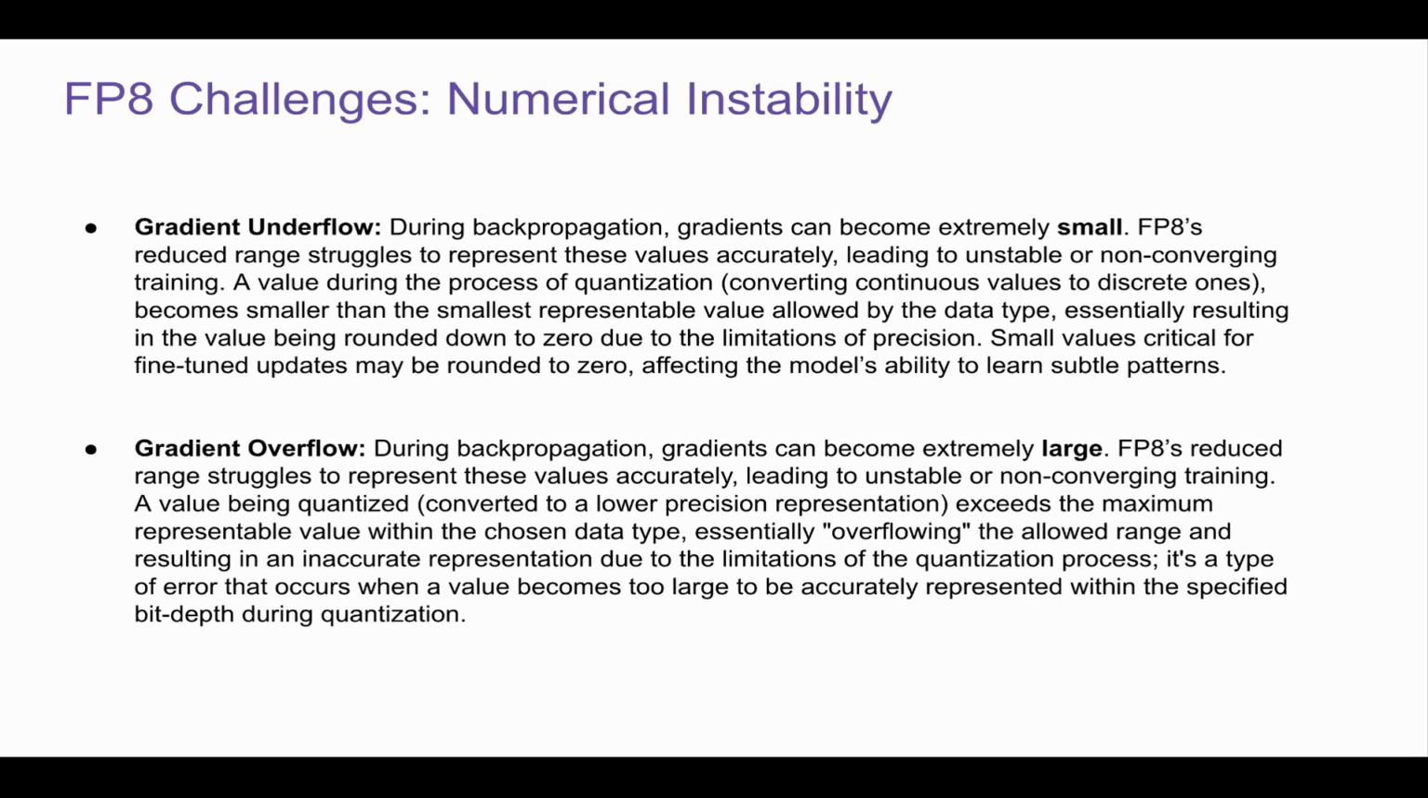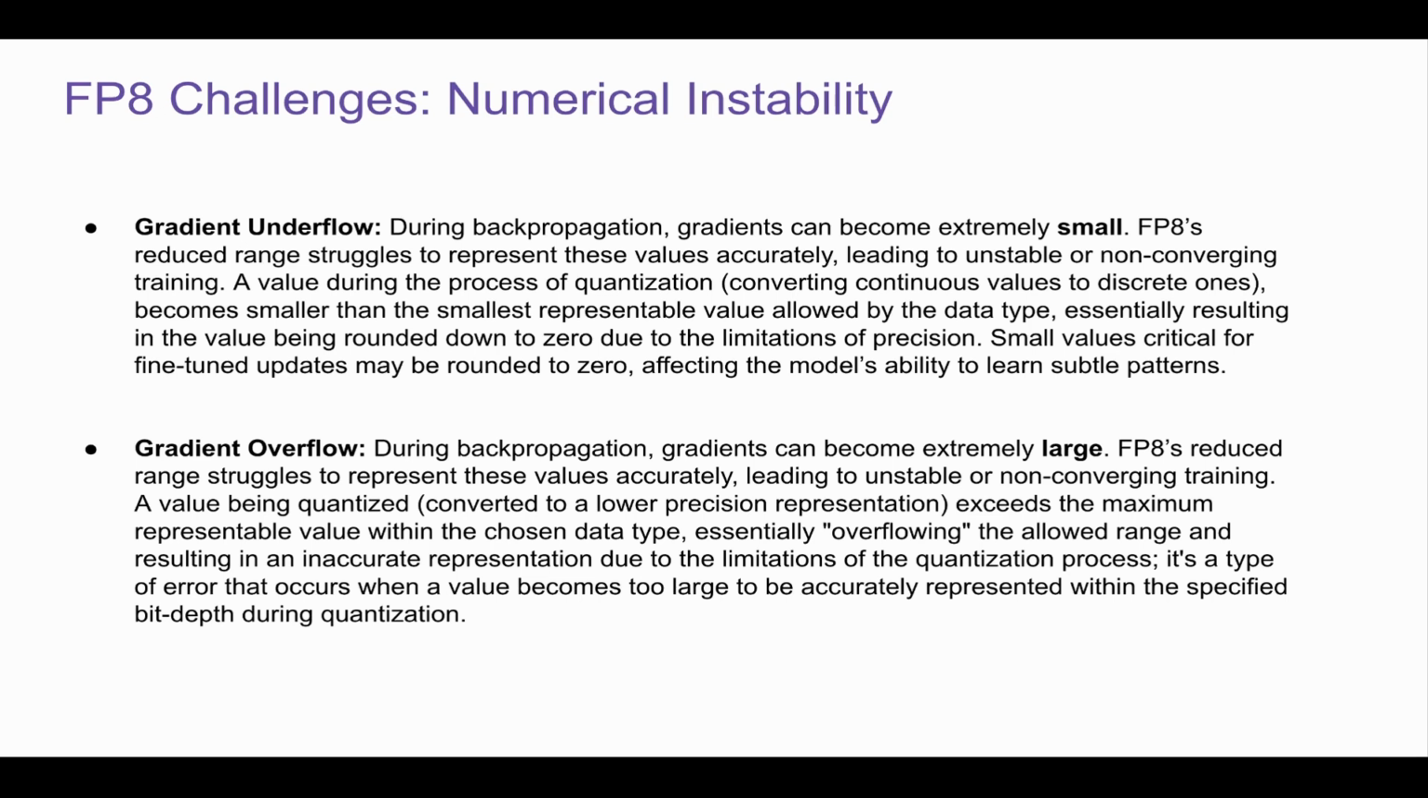So I want to talk about FP8's challenges. The first one is numerical instability, and this is where we are going to talk about quantization, underflow, and overflow. It mainly refers to the gradients when we do training. During backpropagation, which is one of the essential steps of machine learning, gradients can become extremely small. FP8's reduced range can't represent these values accurately, so this could lead to unstable or non-converging training.